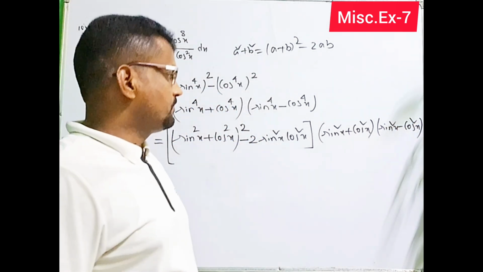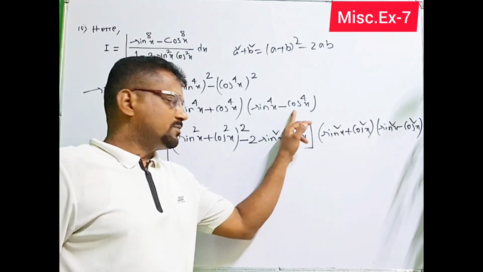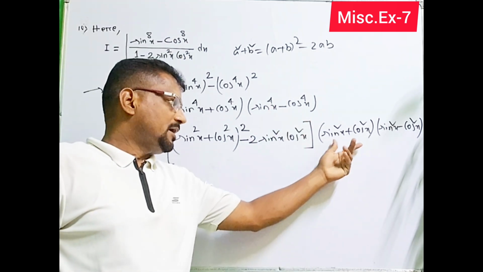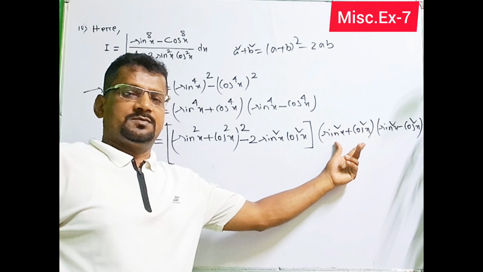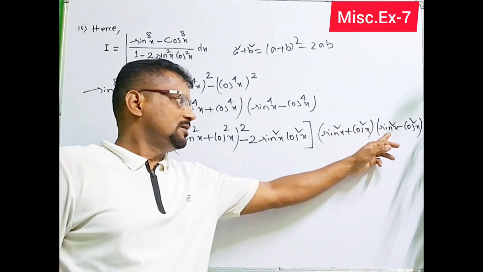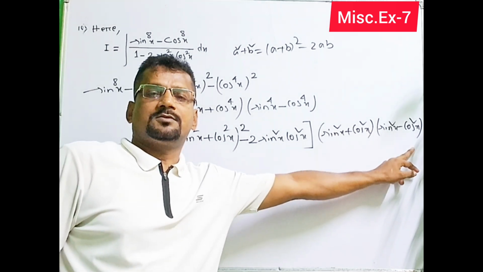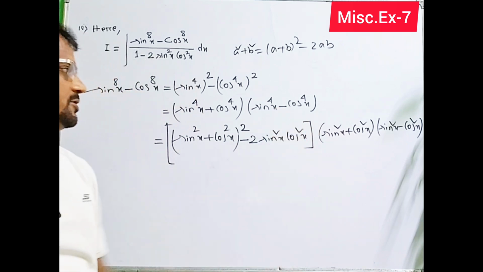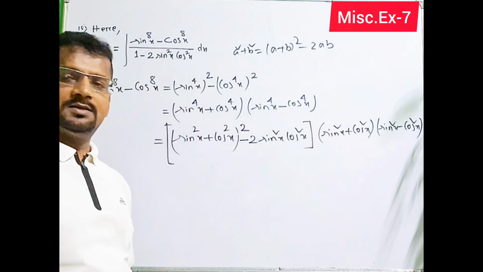I hope it's clear. That means sin to the power 4x minus cos to the power 4x, I have written as a plus b into a minus b. That is sin square x plus cos square x into sin square x minus cos square x. If you multiply this, you will get it. And for this part, you will get this expression.